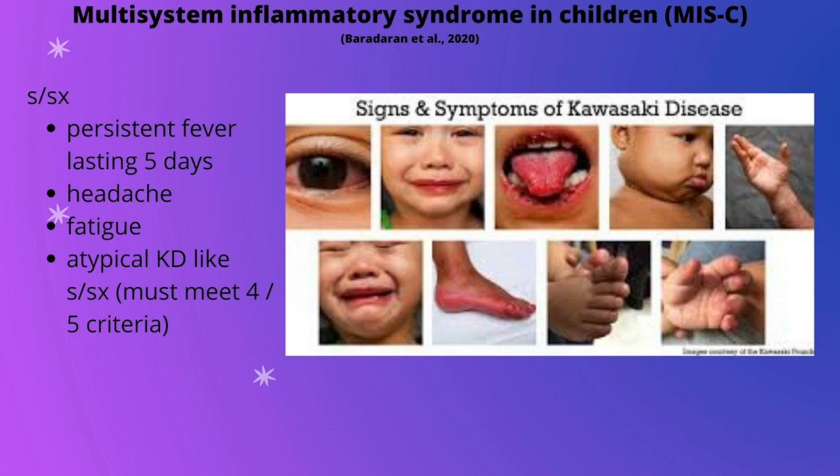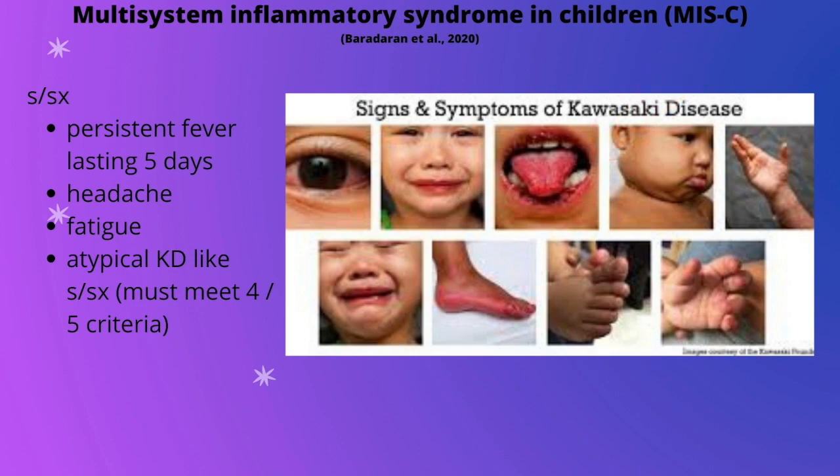So, the multisystem inflammatory syndrome in children, MISC, is a febrile inflammatory state. The signs and symptoms are persistent fever lasting for 5 days, headache, fatigue, and atypical Kawasaki-like signs and symptoms. They must meet 4 of the 5 criteria. One is the bilateral bulbar conjunctival injection. Second is the oral mucous membrane changes, like injected or fissured lips, or a strawberry tongue.